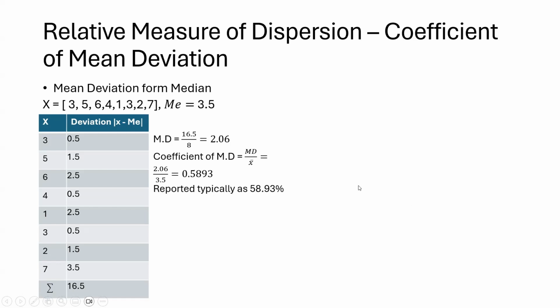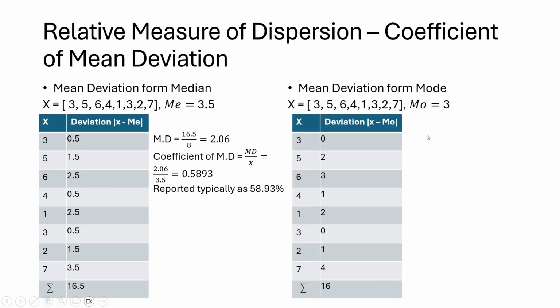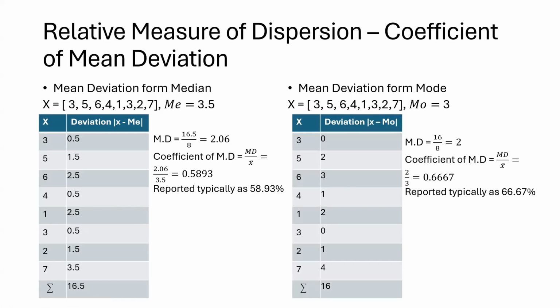Again, reported as 58.93%. We can have mean deviation from mode also. We have the same data set. The mode is 3. We calculate the deviations, take the absolute values, calculate the sum of the deviations, and take the average, which is 2. For the coefficient of mean deviation, we take the mean deviation from mode and divide by x bar, and the value comes out to be 0.6667, which is 66.67%, and that's it. So this is as simple as this. Relative measures of dispersion make comparison between data sets fair and easy by neutralizing the effects of scale, size, and units.